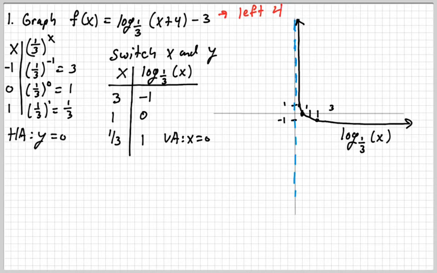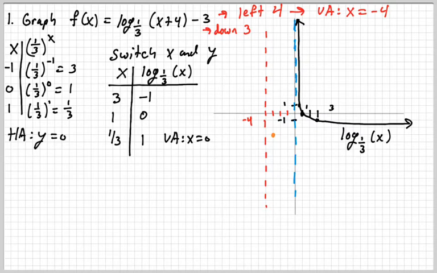Now if you have any sort of shift left or right, that's going to affect your vertical asymptote. And so your vertical asymptote, instead of x is equal to 0, is now switched to x is equal to -4. Okay. All right. So we'll put that in. And then we're also going to slide it down 3 units, which will not affect the vertical asymptote.